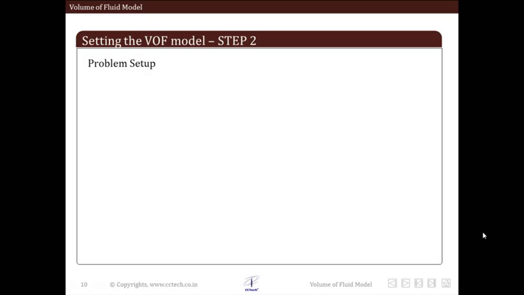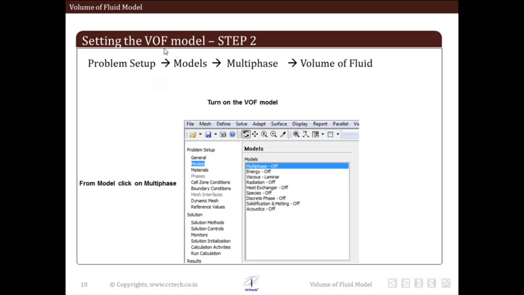Next step is to turn on the multi-phase model. For this, we go into problem setup, then to models, then multi-phase, and then select volume of fluid under the multi-phase model panel. This is how the initial main Fluent panel looks like. Under problem setup, we enter into models. These are the models that can be used or that can be modified or selected for our problem. We select the multi-phase model.